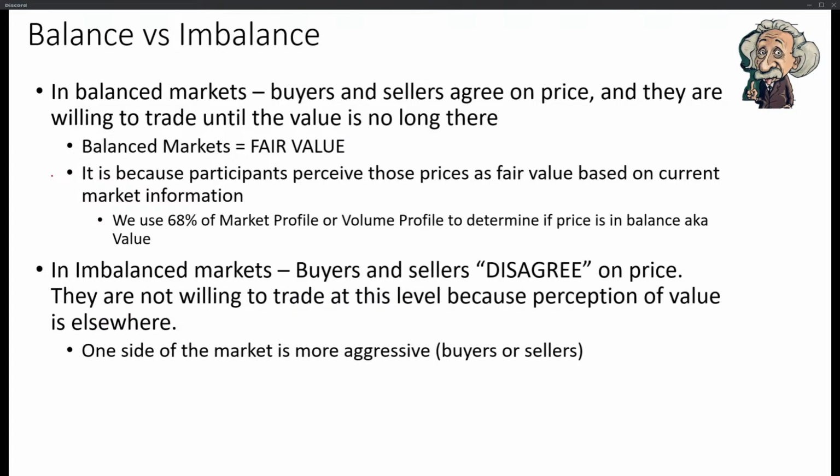So I think we covered this, right? Buyers and sellers agree on price. That's the fair value. And when they disagree on the price, that's an imbalance, or price discovery occurs. So any questions so far? We're about 26 minutes in or so on the class. Any questions on market auction? No, very good.